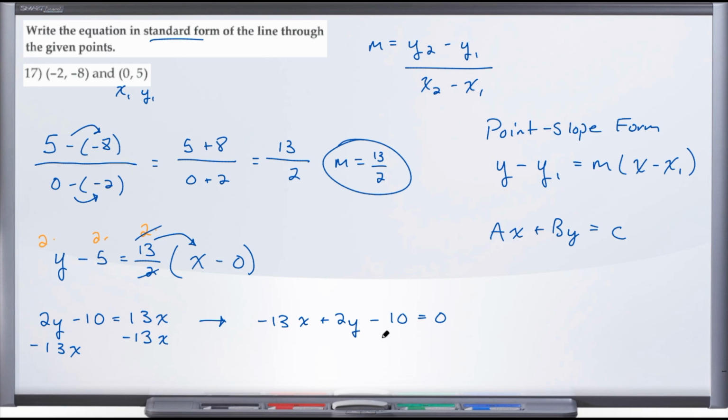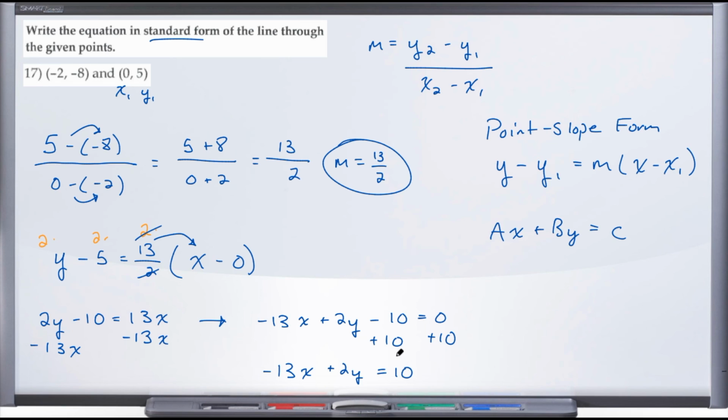And now, since we want the constant on the other side, we're going to add 10 to both sides. And so that's going to give us negative 13x plus 2y equals 10. And now you might be tempted to say, okay, I'm finished because I have my x and my y on one side and my constant on the other.